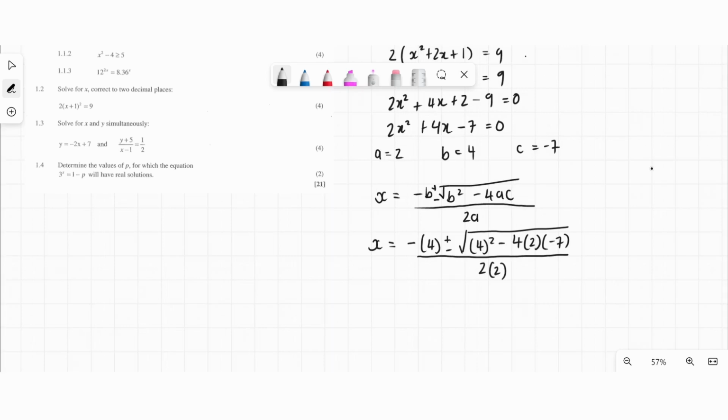So when we punch this into the calculator, you're going to start with the negative 1. When you start with the negative 1, x is going to be equal to negative 3.12. Or when you punch the positive 1, it's going to be x is equal to 1.12.